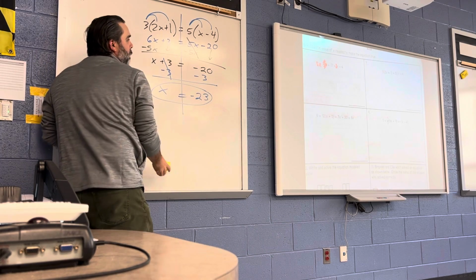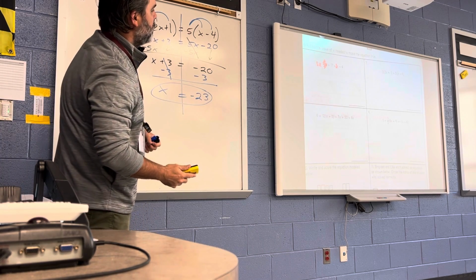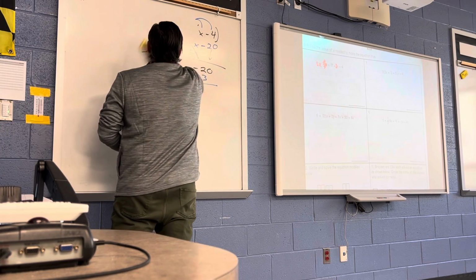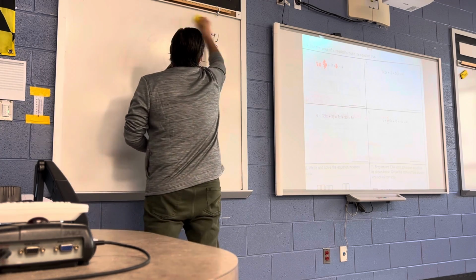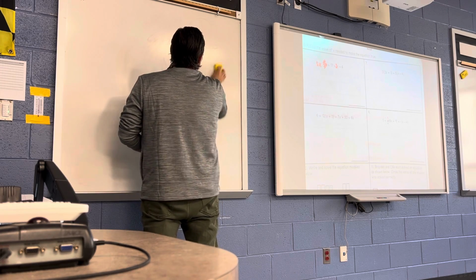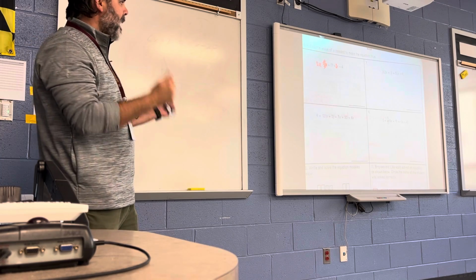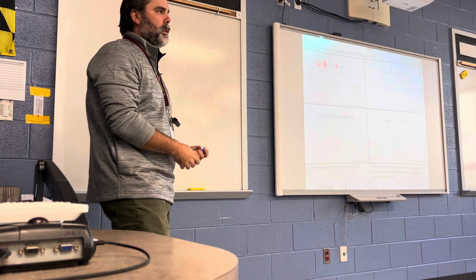All right, number 8. Now, number 8 looks crazy, doesn't it? So if I had shown you an equation like this at the beginning of this unit, you'd have just given up. It's just too long, there's too much going on, it looks crazy. But now that we know all these skills, it's not that crazy. So here's the equation.